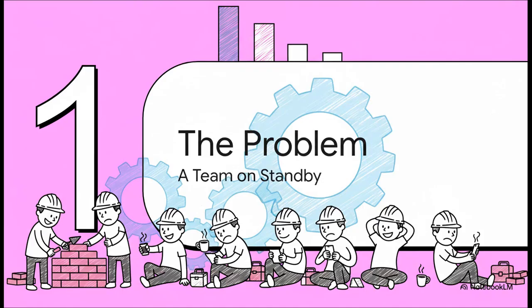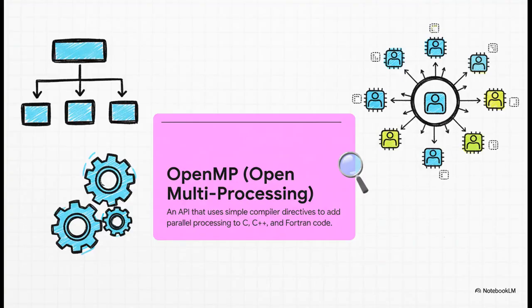And that right there is the big problem. It's like having a whole construction crew ready to build a house, but only one person is actually laying bricks, while everybody else is on a coffee break. Yeah, the job will get done, but it's going to take way longer than it needs to. So how do we get the whole team working? Well, we bring in a project manager. And in the world of programming, that manager is called OpenMP.